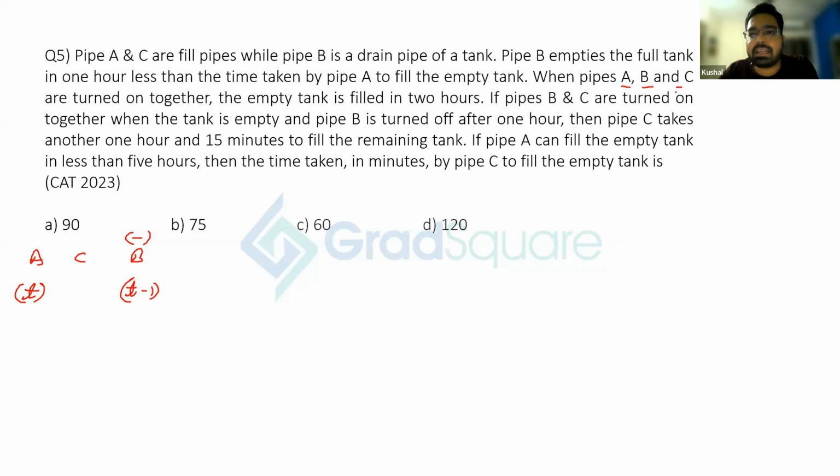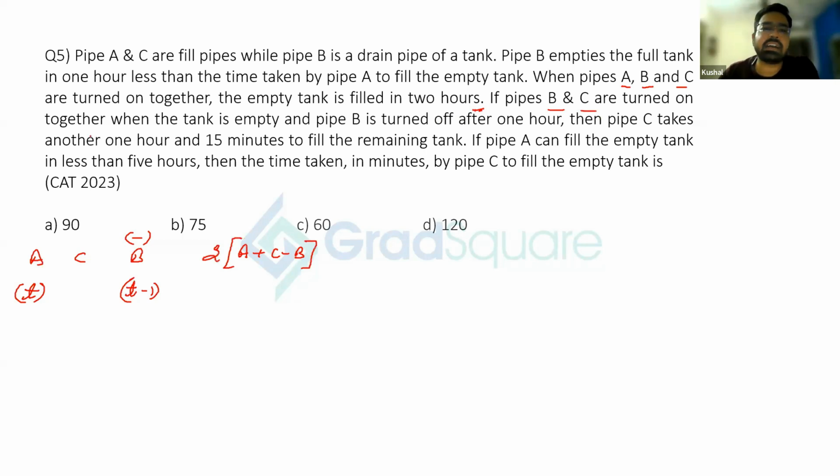When pipes A, B, and C are turned on together, A and C are fill pipes, and B is the drain pipe. So in 1 hour, this is the unit of work that they will finish, right? Now, the empty tank can be filled in 2 hours effectively. So you multiply this by 2, you will get the total work. This is also one piece of information that I can understand up to this point.